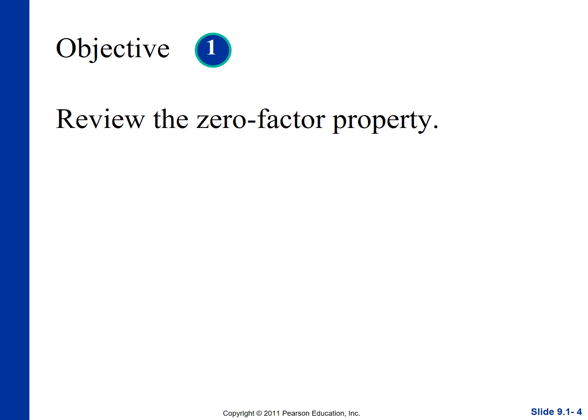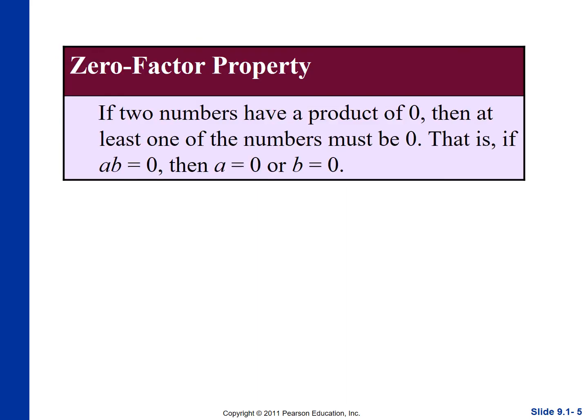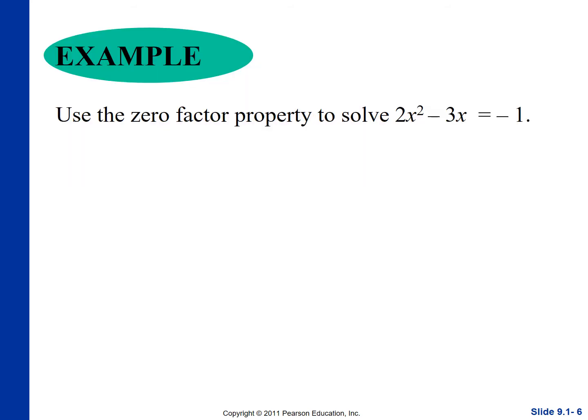So we want to review the zero factor property. If 2 numbers have a product of 0, then at least one of the numbers must be 0. That is, if ab equals 0, then either a is equal to 0 or b is equal to 0. So this allows us to solve equations like this.